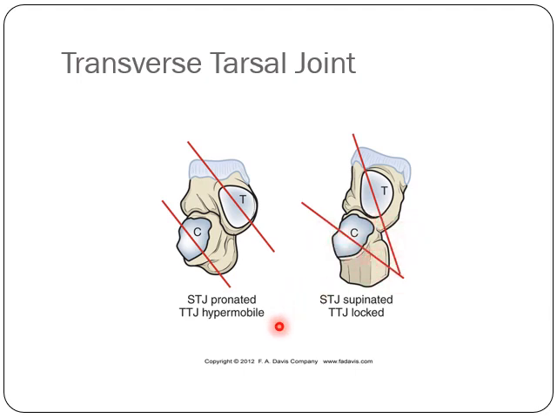The relevance of that is when you're walking, you need pronation to occur in order to allow the foot to adapt to the surface that you're walking on. Okay? So when you're going through your walking gait, you have pronation that takes place. That's to allow your foot to adapt.